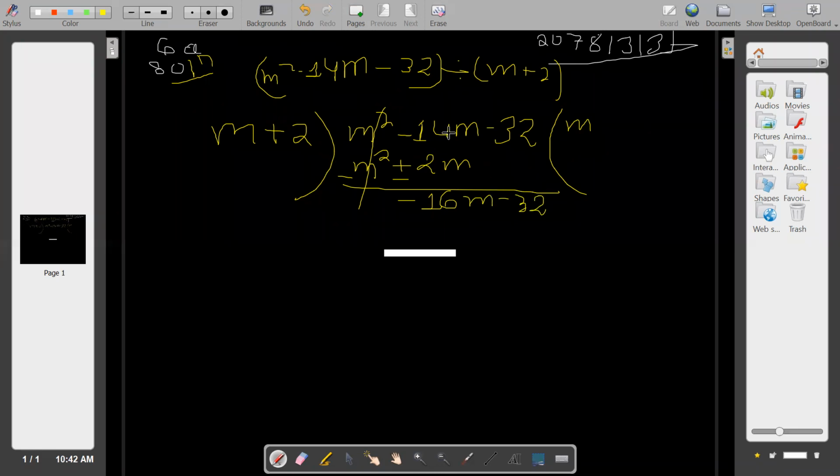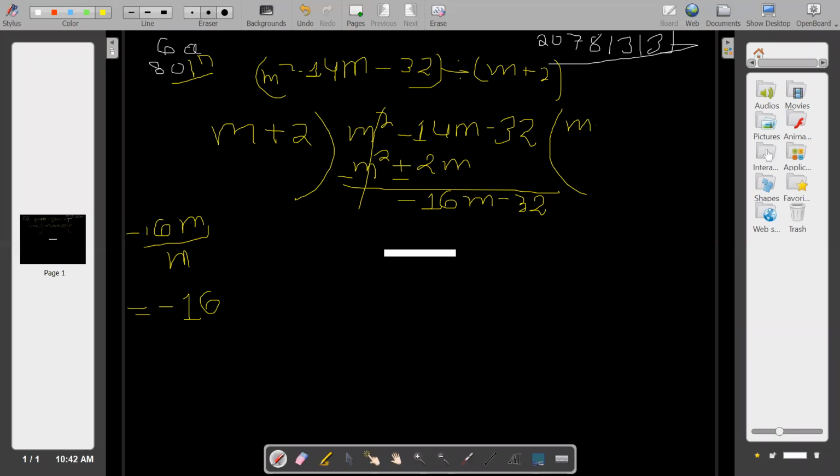Now next, again, your first term is minus 16m. The first expression is minus 16m. Minus 16m is divided by m. How much will you get? Minus 16m divided by m. Always divide the first term first. Now minus 16m divided by m, how much do you get? Minus 16. We get minus 16.